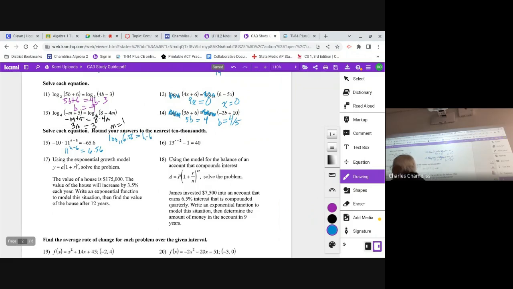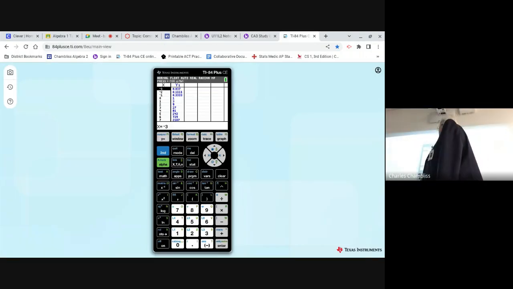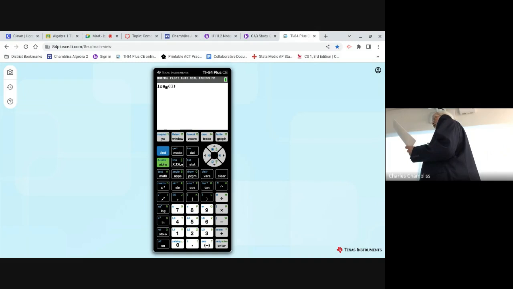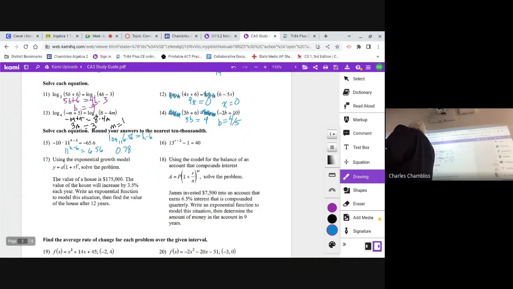That log base 11 of 6.56 is a number. So I go to my calculator. Alpha window 5. What was it again? Log base 11 of 6.56. 0.78 something. I'm just going to go with 0.7844. So I got 0.7844 equals h minus 6. That means h equals 6.7844, because you just add 6 to both sides.